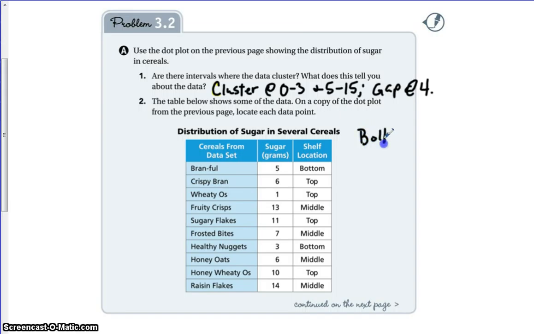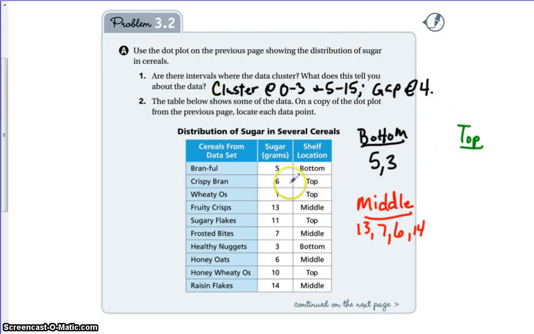So bottom shelf cereals, we've got a 5, and let's see, bottom, 3. We have a 5 and a 3. For middle shelf cereals, we have 13, 7, 6, and 14. And then for top shelf cereals, there was 6, a 1, 11, and 10. 10's down here.